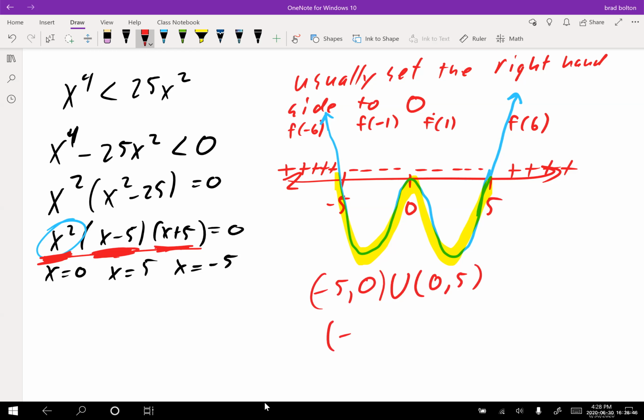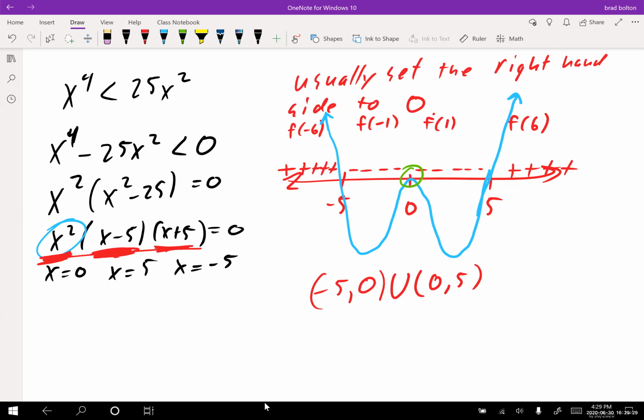Now some people want to know, why don't you just do negative 5 to 5? Because at 0, when you're actually right there, it bounces off the x-axis. So for a moment, it's not negative. It actually touches the x-axis. So at that moment in time, it is equal to 0, but it is not less than 0. So if you actually make it to 0 and touch it, you are no longer negative. So that's why we needed to put parentheses and make it a union.